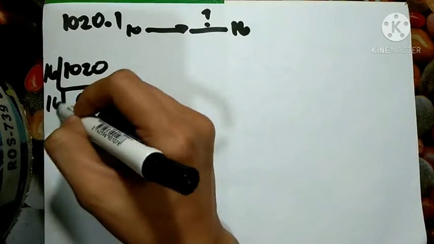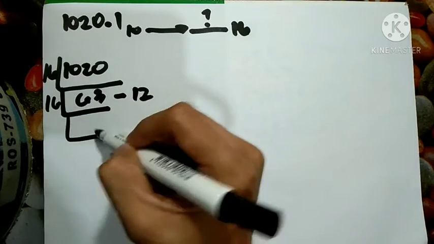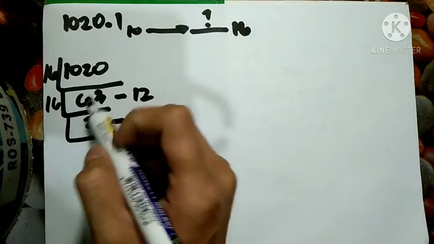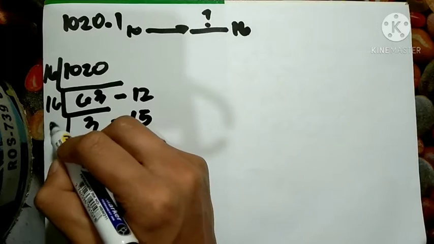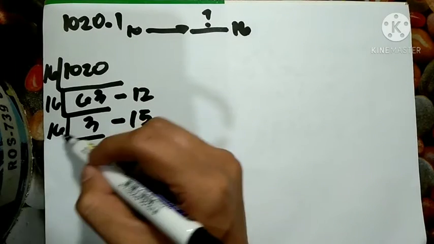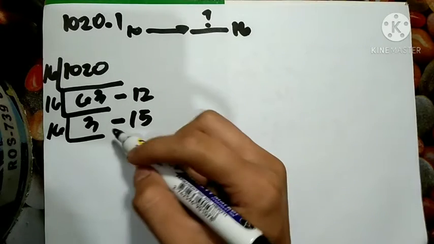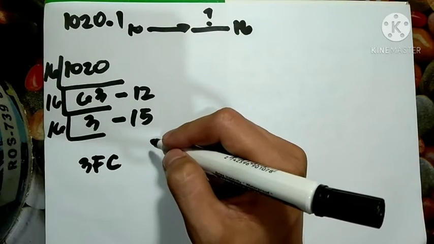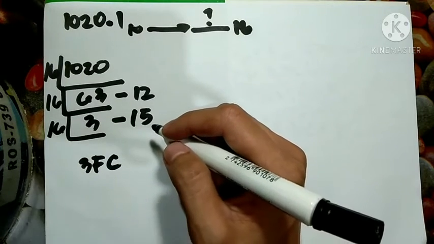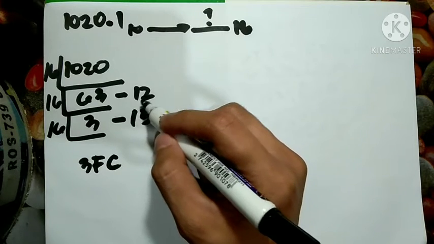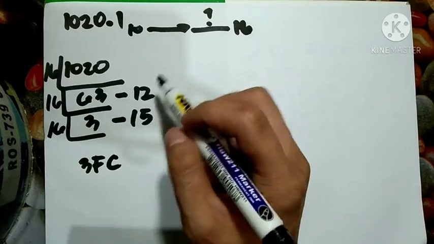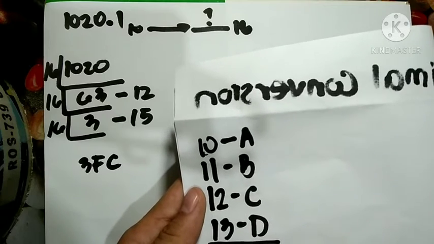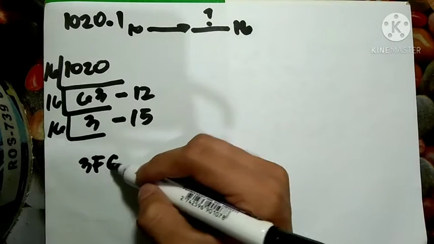Let's divide it again by 16. 63 divided by 16 is 3. The remainder is 15. Then we will stop right here because 3 divided by 16 is 0. Then our answer is 3FC. Again, we need to consider this table to convert these two numbers, 12 and 15, to hexadecimal. To convert it, 12 is equal to C, then 15 is equal to F. So our answer is 3FC.